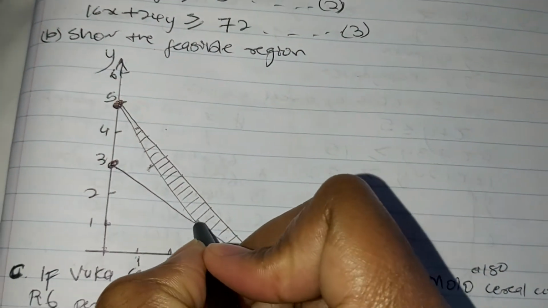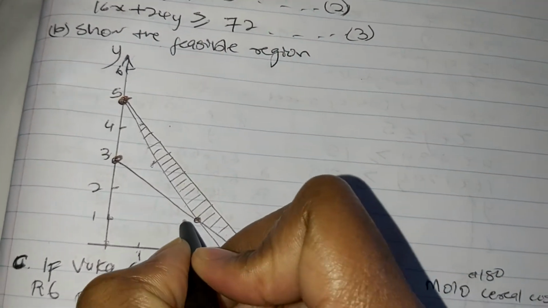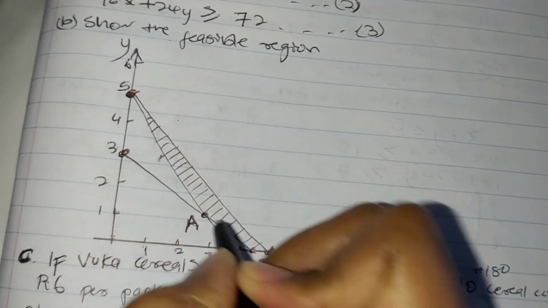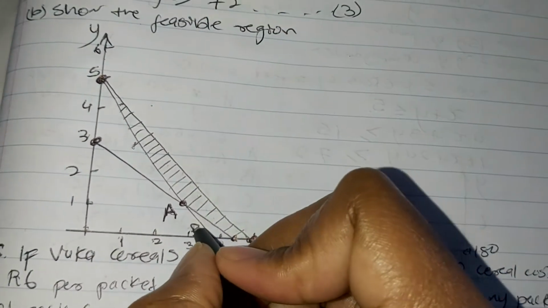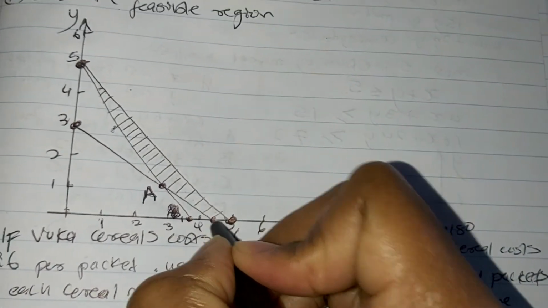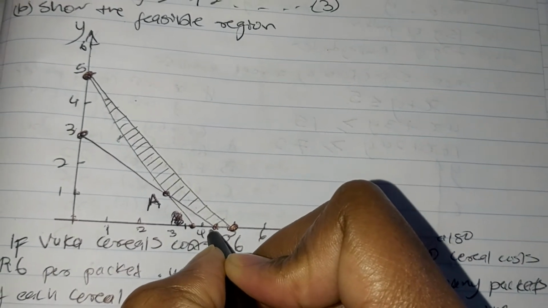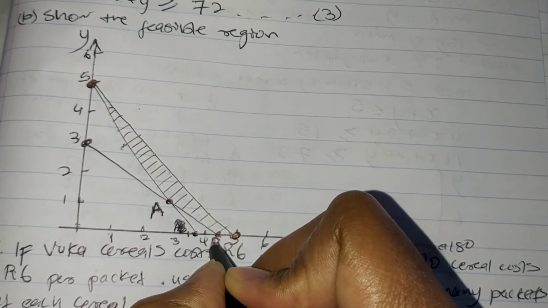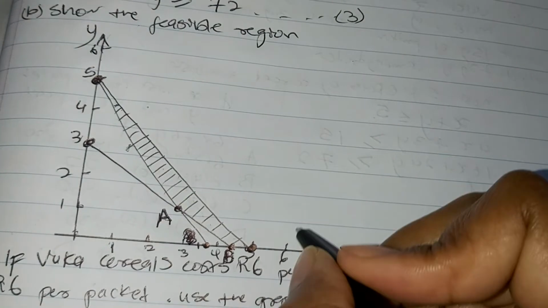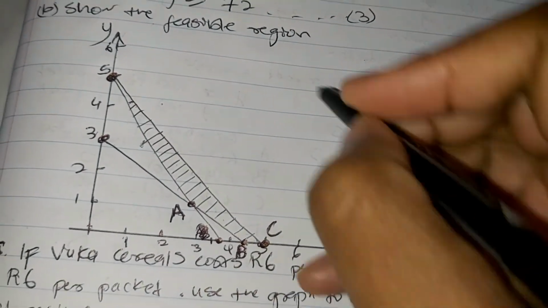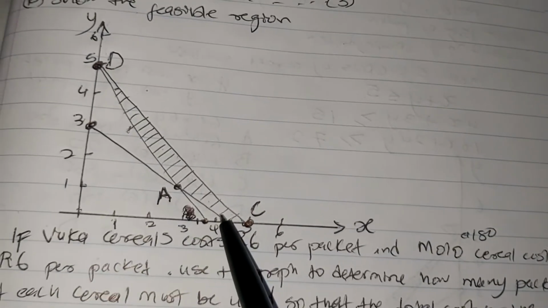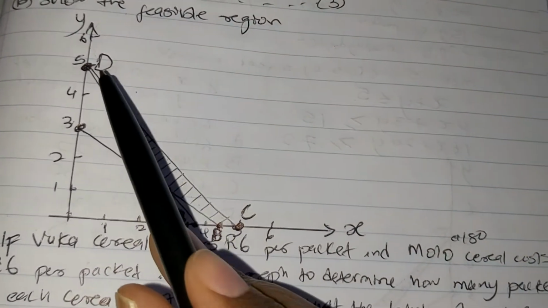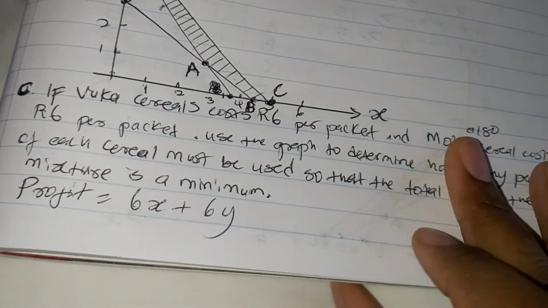So we can name the points at the feasible region. We have A here, and B at this point, at the feasible region. Sorry for the cluttering, it's not that visible. Then point C there, and point D at this point. So we've got point A, point B, point C, point D. Those are the points on our feasible region.